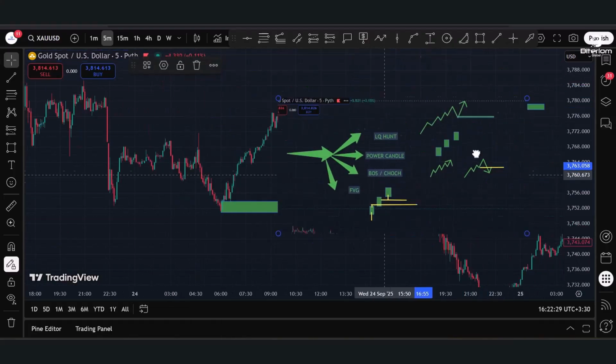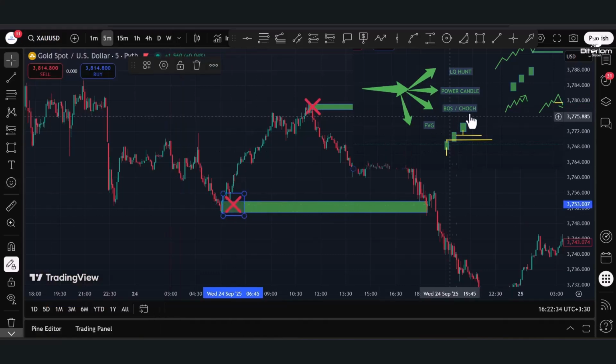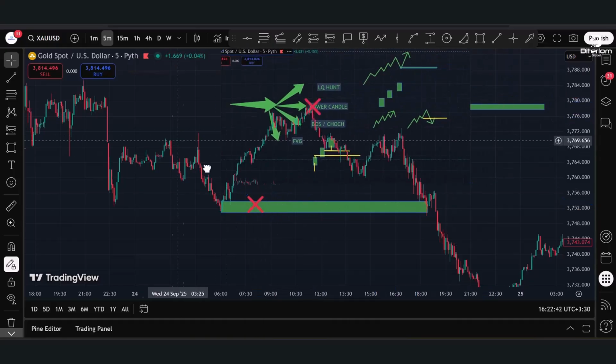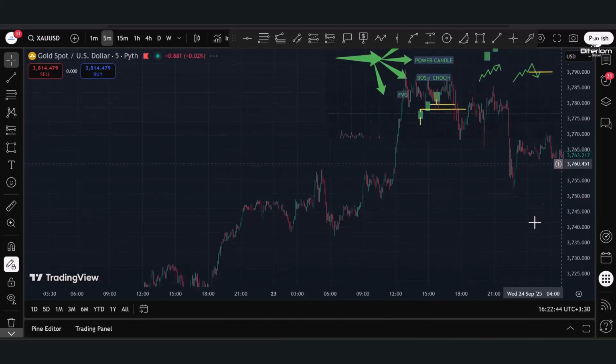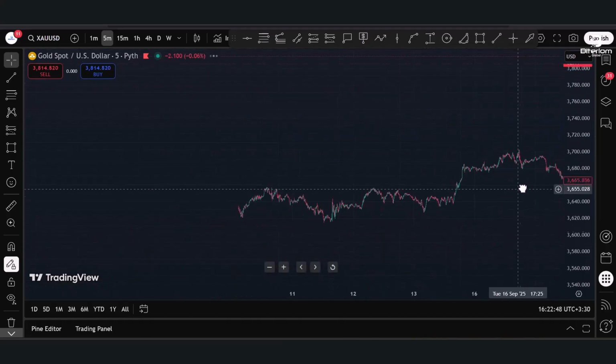We were here, so this one also gets crossed out for me. Why is it crossed out? It didn't have a break of structure or a change of character for me. It also didn't have an FVG, not even a second FVG. It's invalid. Let's clarify that again, Richard. I think that's all we had.